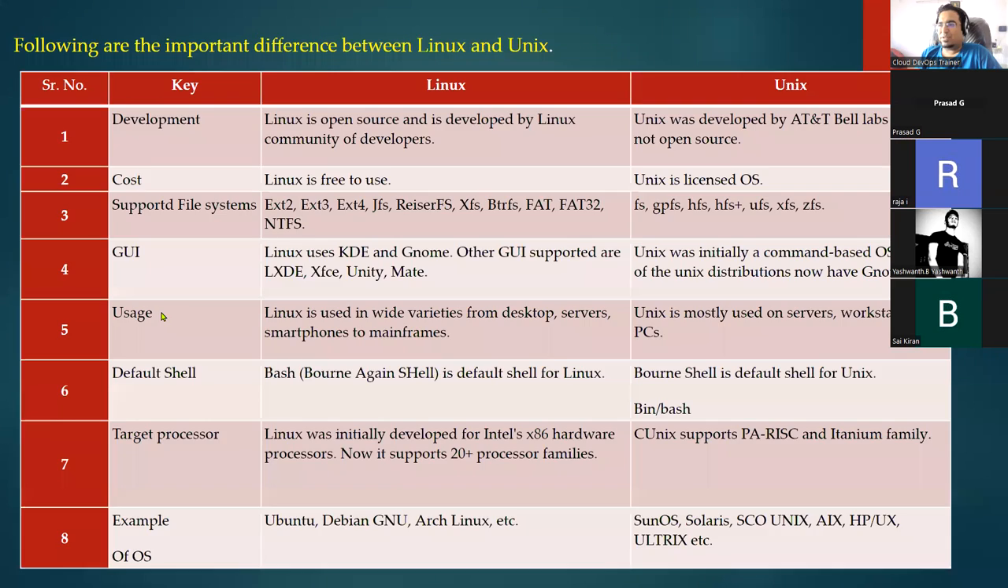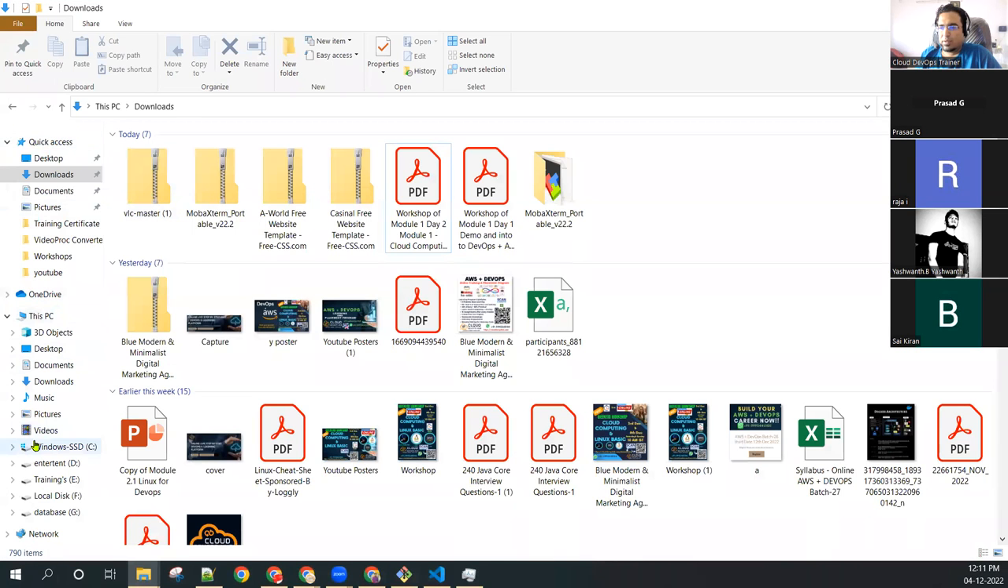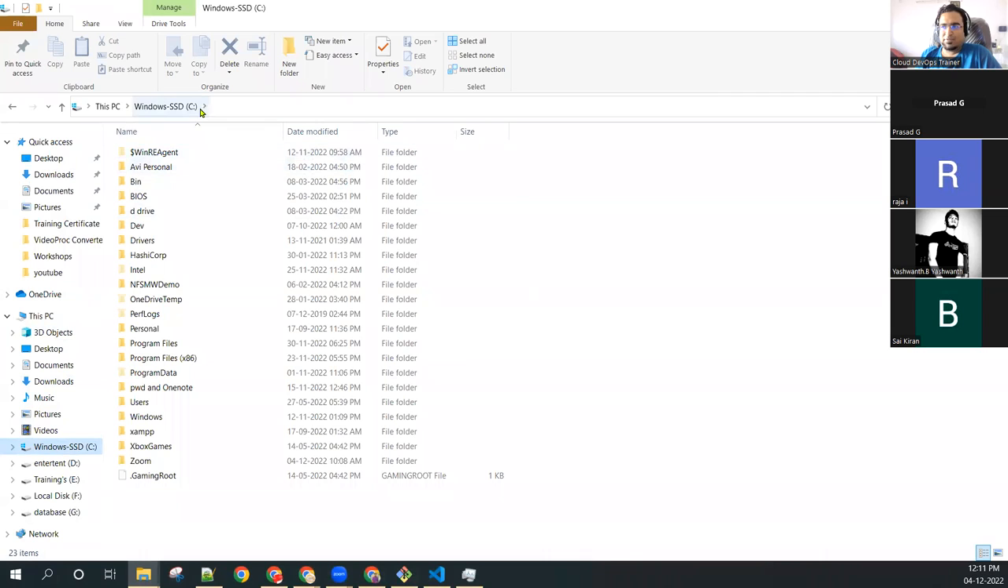Okay, let's go deeper into it. When I am talking about the structure of the file system of Linux or Unix, this is the structure. Let's discuss Windows first. Please, Suraj, please mute yourself. I'm going to my C drive. This is my Windows C drive. Here you can see some bin folder, BIOS folder, Windows folder, or user folder. Some folders like dev folder and program files folder are already available in your machine also, in the C drive.